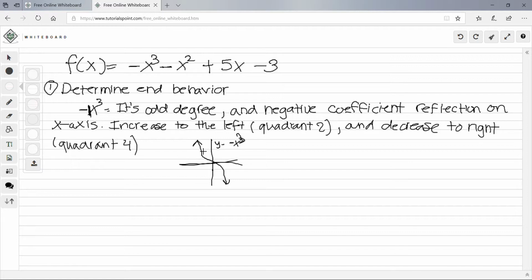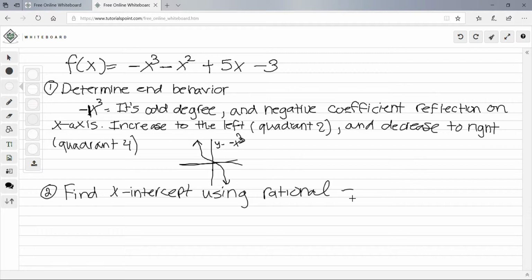So now the next step is to find the x-intercept using rational zero theorem.